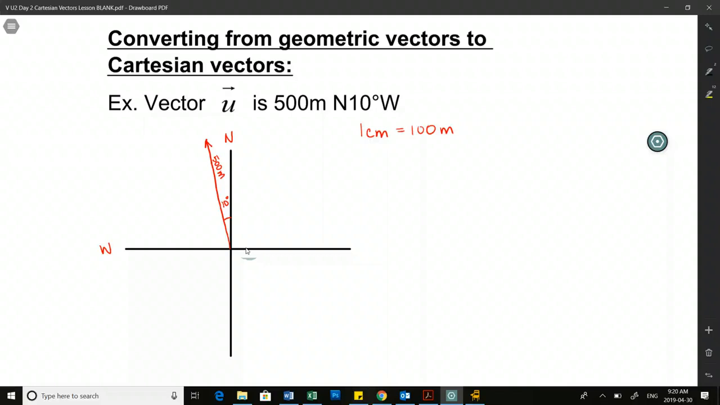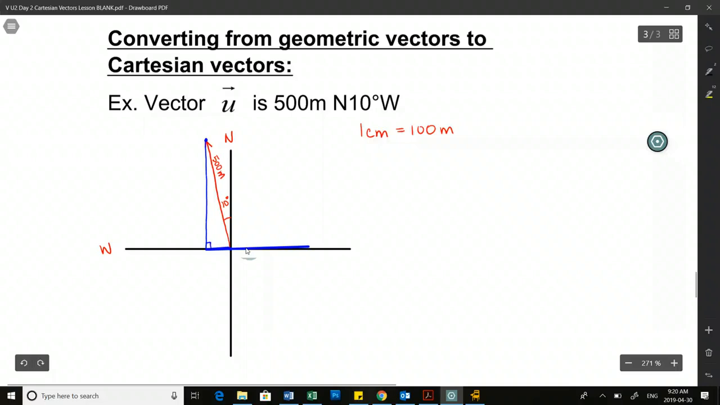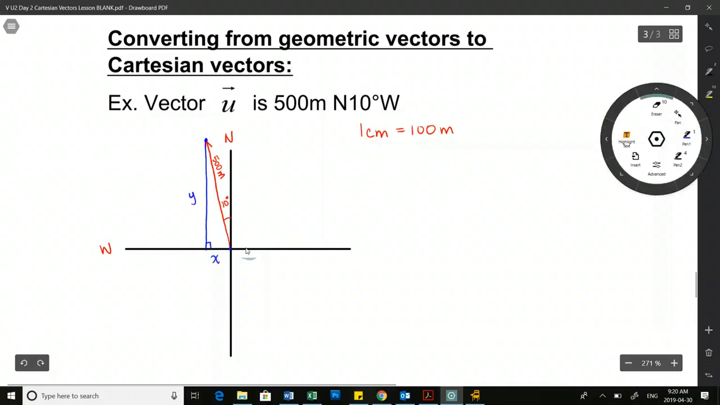Okay, so here's the deal, guys. If I want to figure out this vector starting at 0, 0, if I want to figure out where this tip would be, I need to know what is the x component of this vector and what is the y component of this vector. Agreed? I need to know how far left we go and how far up we go to get to this vector. So I want to think about this as kind of like a right angle triangle where this is our x here and this is our y.